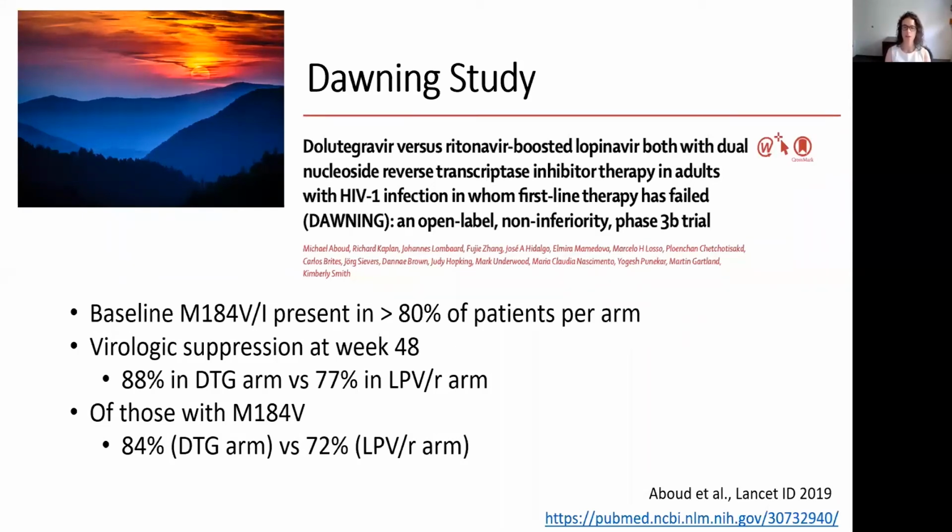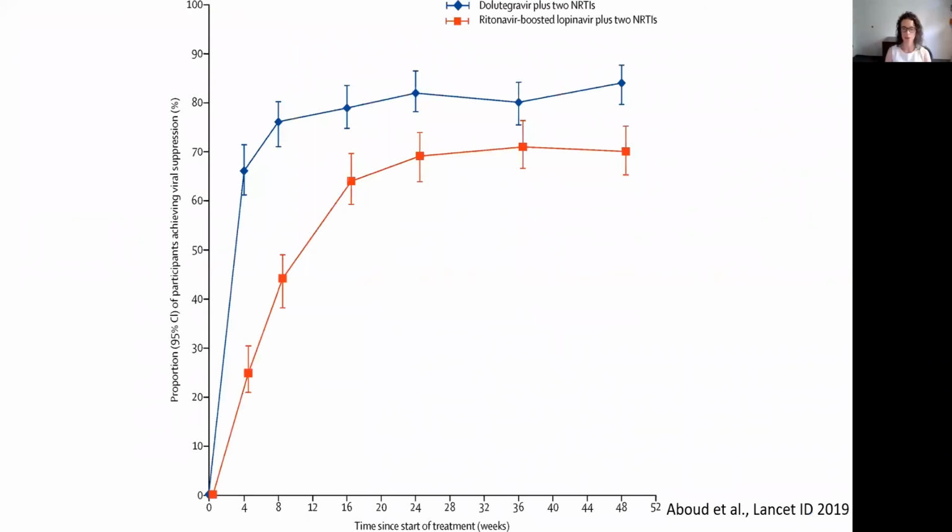So we can infer in someone who has a history of M184V and is suppressed that switching to a dolutegravir-based regimen would be safe. We also have data, apologies, before I get to that, let me just show you this graph here from the DAWNING study. And this just shows the proportion of participants who achieve virologic suppression. And you can see at week 48 is in the 80s for those on dolutegravir as compared to the 70s for those on lopinavir-ritonavir.